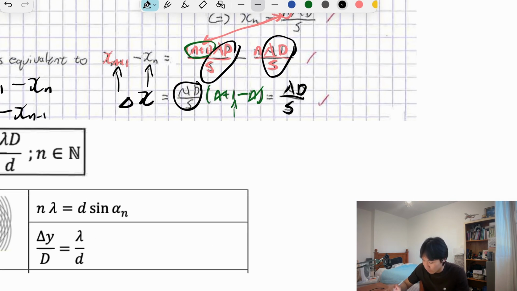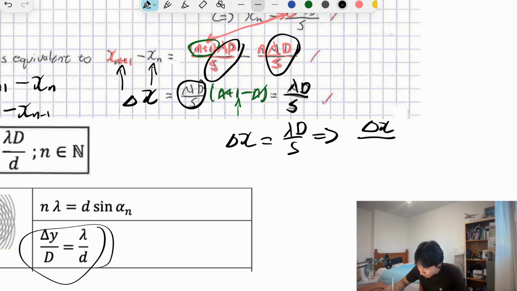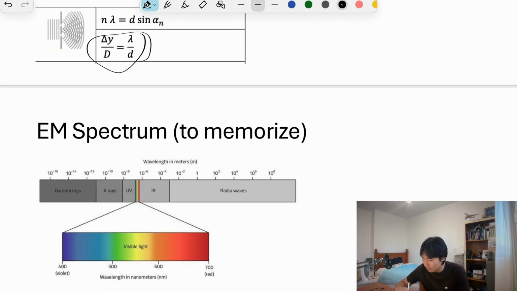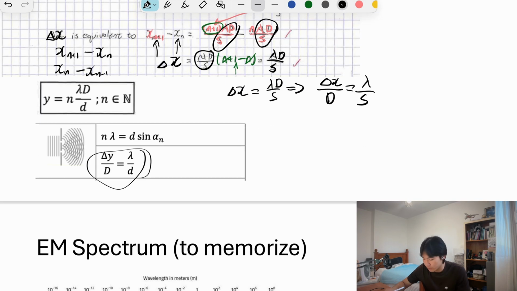And okay, if the question asks you to derive like this, which you're generally not going to be asked for, we found that delta x is lambda d over s, and we can just rewrite this as delta x over d is lambda over s, right? It is exactly the same formula, and I hope by now you understood how this proof works. We're going to go over it together again. If you don't understand, don't worry. We're going to cover an actual question right here, so don't worry.